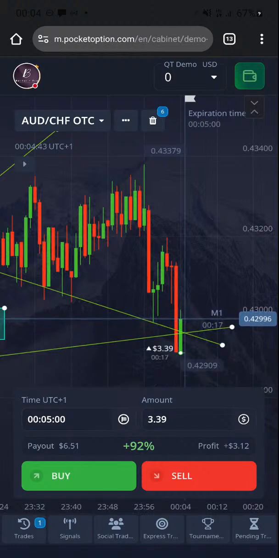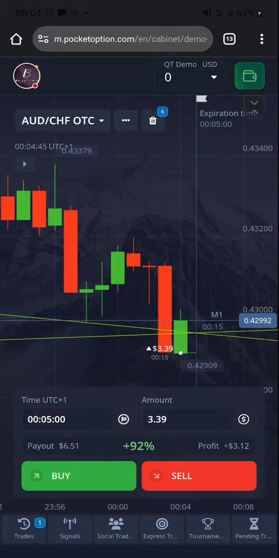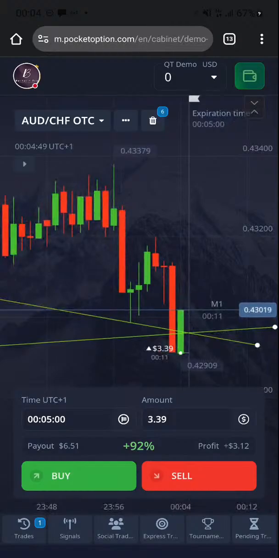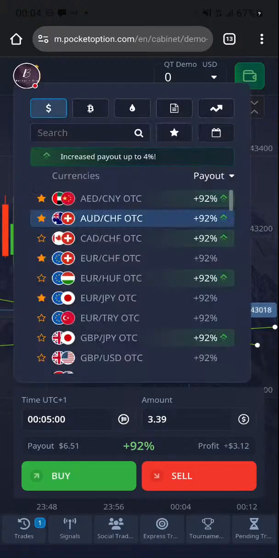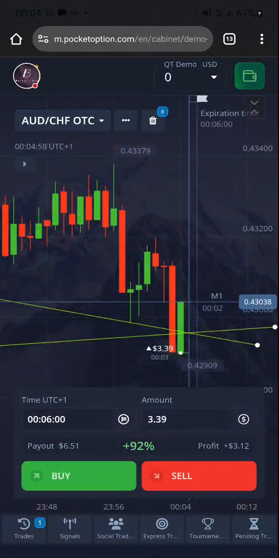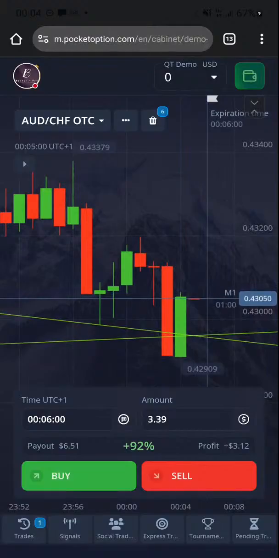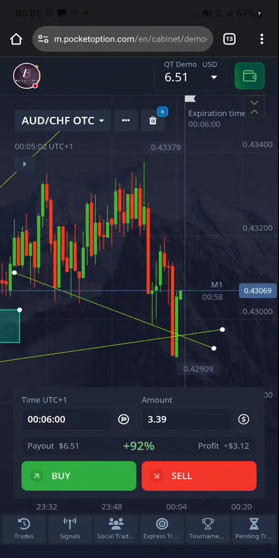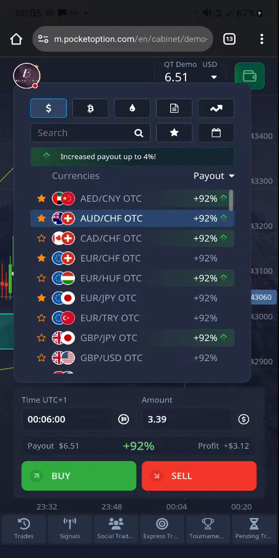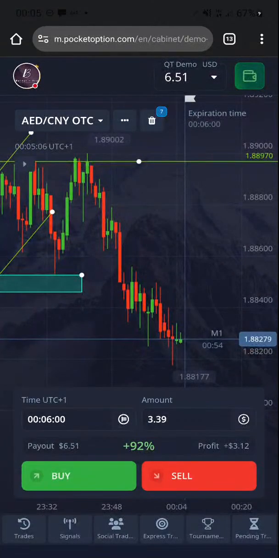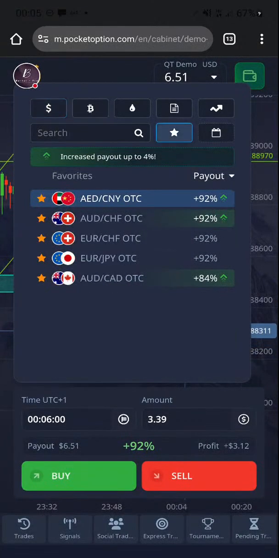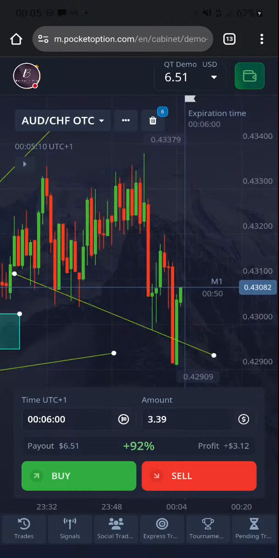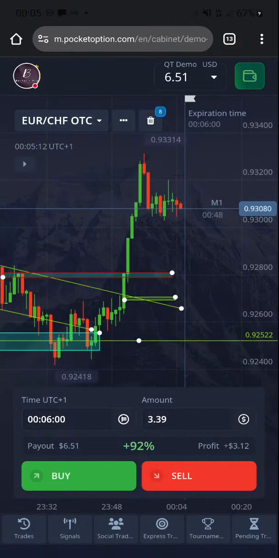Now this is an exhaustion candle. This particular long red candle is an exhaustion candle. Let's wait for it. That's good. It's nice. We'll check the rest of the market that we've marked.